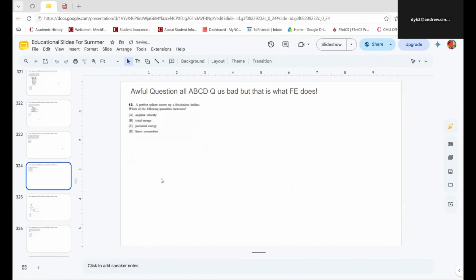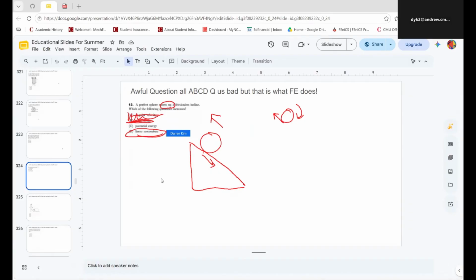Okay, let's do this one first. A perfect sphere moves in a frictionless incline. Which of the following increases? So it's frictionless, so it's not slipping. It is not slipping, right? Because there's no friction, so it's basically just falling. If you want to roll, you need a slip. So slipless means that it's sliding, so it's not increasing angular velocity. And it's moving up, so it's going this way, which means total energy never increases. Angular momentum, when are you having velocity here? It must be C.